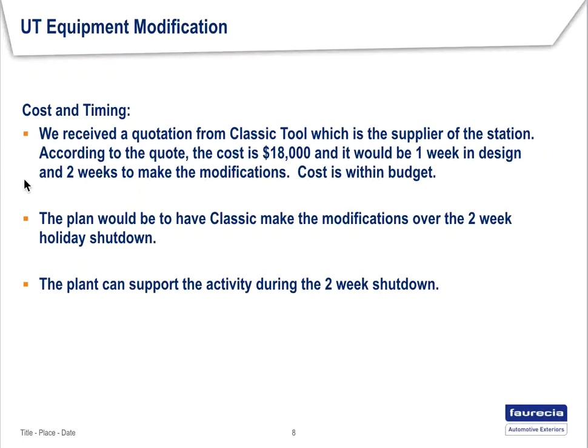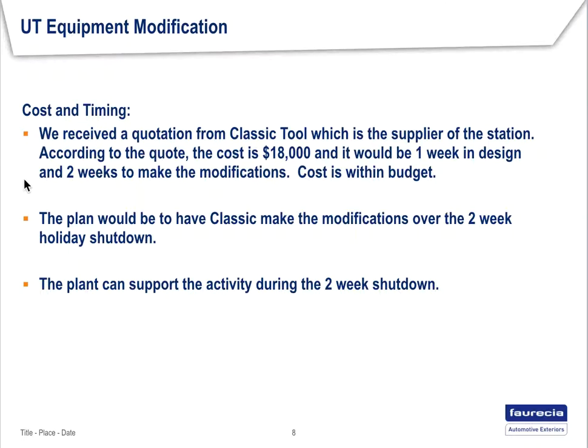Okay, in regards to cost and timing, we received a quotation from the supplier, Classic Tool. According to the quote, the cost is $18,000. It'd be 1 week in design, 2 weeks to make the modification. Talking to the cost estimator, Dale, it's not a big deal. The $18,000 is well within our budget for the remainder of the year, so not an issue there.